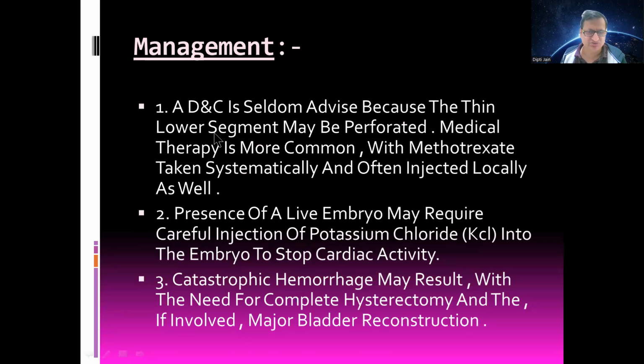Regarding management, D&C is not done because the thin lower uterine segment may perforate. Medical therapy is more common, with methotrexate given systemically or often injected locally as well. If a live fetus is present, then potassium chloride is injected into the embryo to stop the cardiac activity. Catastrophic hemorrhage may result, with the need for hysterectomy, and if the bladder is involved, major bladder reconstruction may be needed in case of rupture.